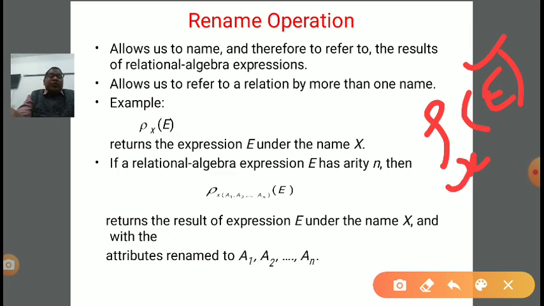We can rename the attributes also in the final output. If I want a different new relation name, and at the same time new attribute names also, then that also we can do. So first is rho X in bracket E. X is the new name, and E is either an expression or the old name. If a relational algebra expression E has arity n, then rho of new name X in bracket we need to write A1, A2 up to An. New attribute names can also be written in brackets after the relation name. So it will return the result of expression E under the name X and with the attributes renamed to A1, A2 up to An, right?